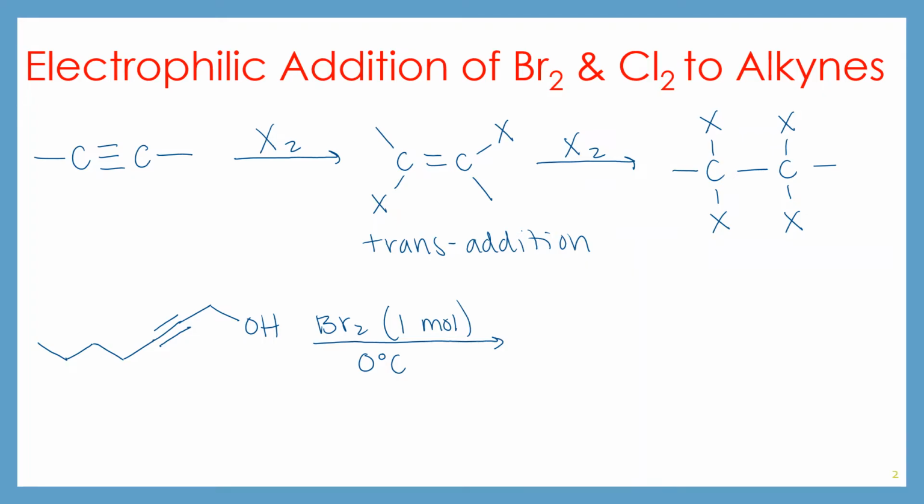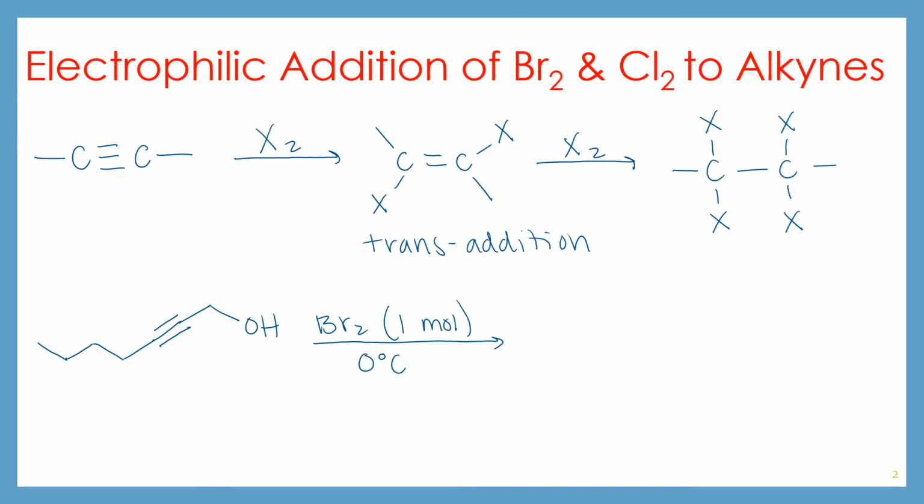So the electrophilic addition of bromine and chlorine to alkynes is very, very similar to the electrophilic addition to an alkene. The only difference is that we have two pi bonds, and so we're going to end up with an alkene product instead of an alkane. It's also interesting to note that the electrophilic addition of a halogen to an alkene is an anti-addition, and when you do the same reaction with an alkyne, it's a trans addition, which is the same thing, but across a double bond.